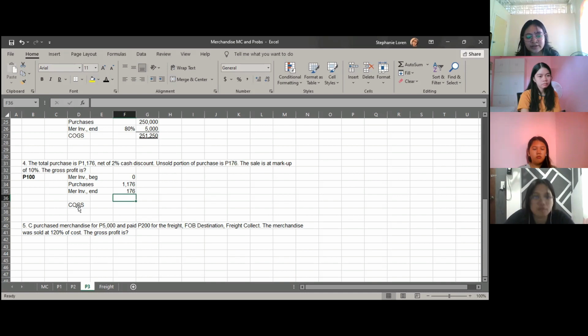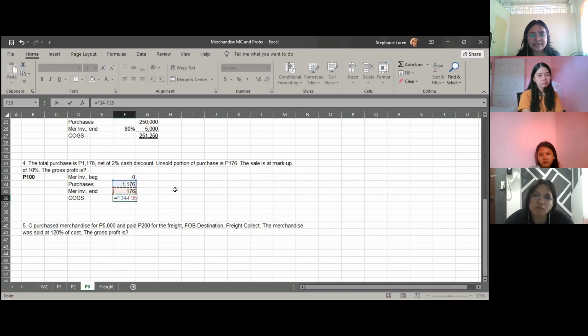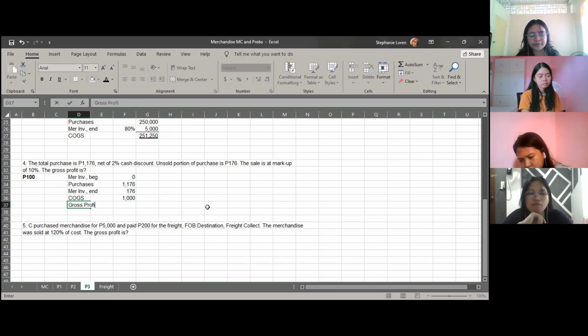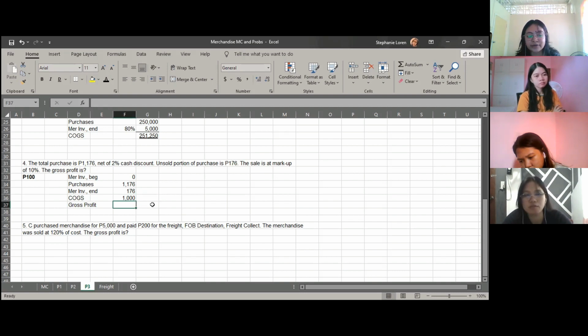So, your cost of goods sold is 1,000. Di ba? 1,176 less 176, 1,000. So, ito yung cost nung benenta mo. Ngayon, sinabi niya na may markup price ka na 10%. So, may kita ka na 10%. Yun yung profit mo. So, gross profit is 10% ng pinagbentahan mo. So, yung cost mo is at 1.10 or 110%. So, yung 10% na dinagdag mo, yun yung profit mo. So, 1,000 times 10% na kita mo. So, ang gross profit mo is 100.